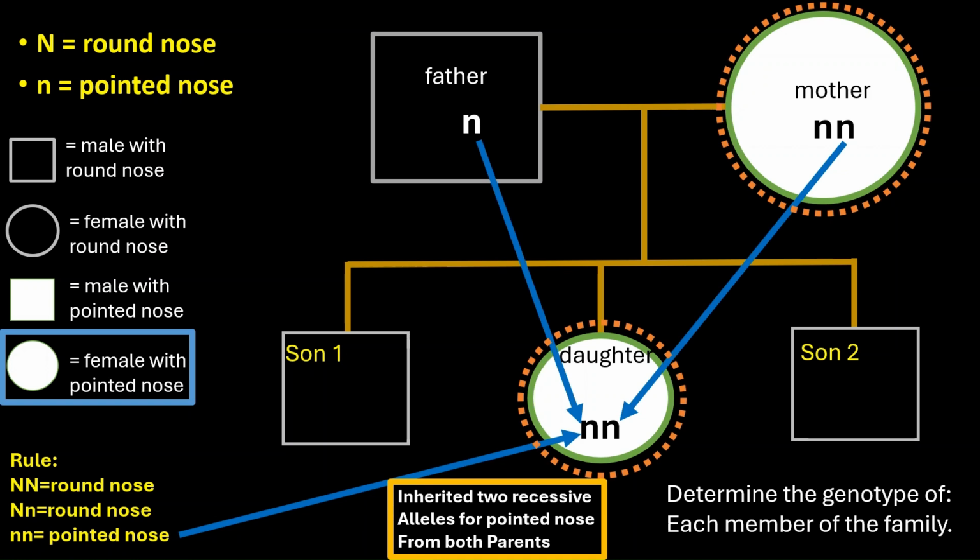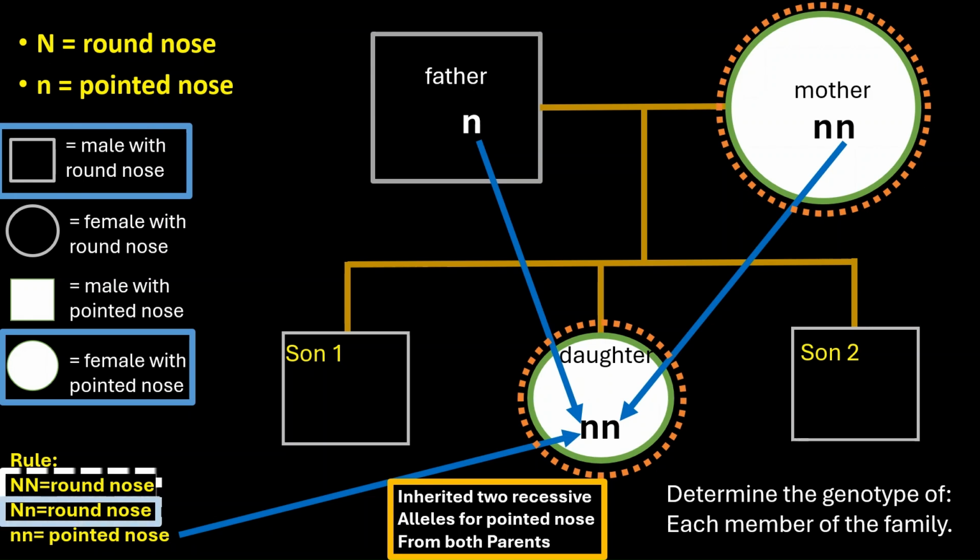This leaves us with the father and the two sons. Remember, the father is carrying the recessive allele, although he has round nose. So for you to have round nose, remember there are two possibilities. Either you are homozygous dominant or heterozygous. All you need is just one dominant allele to have round nose. So because the father has a round nose, that means the father's genotype is going to be this. You see, then now that we know the genotype of the father and the mother, now we can produce the genotype for the two sons.